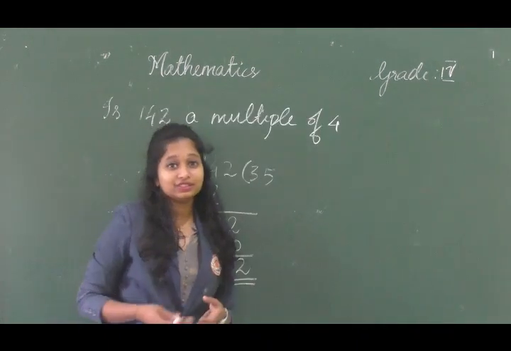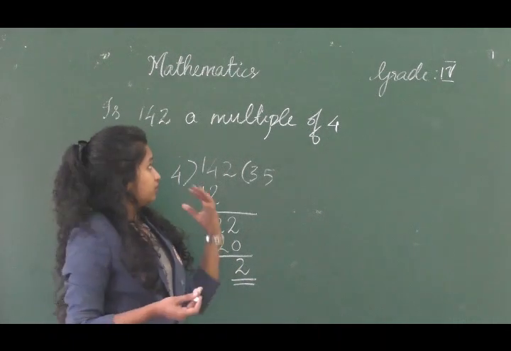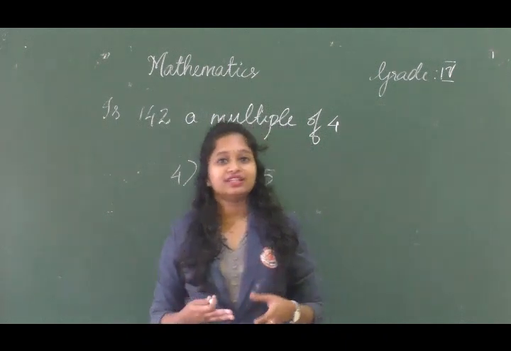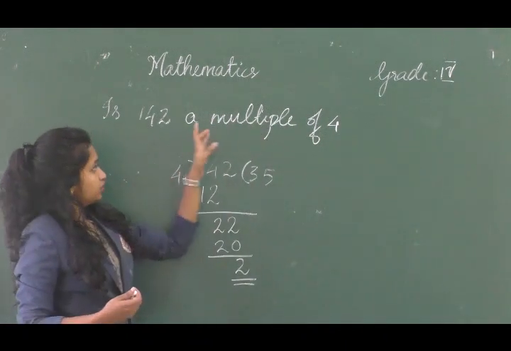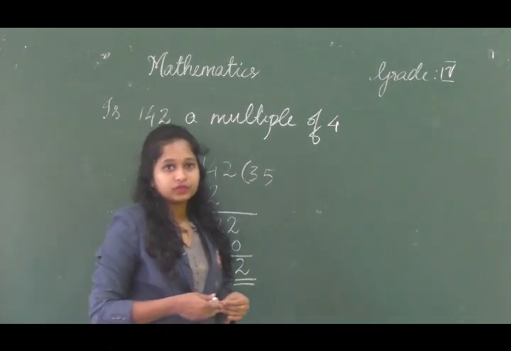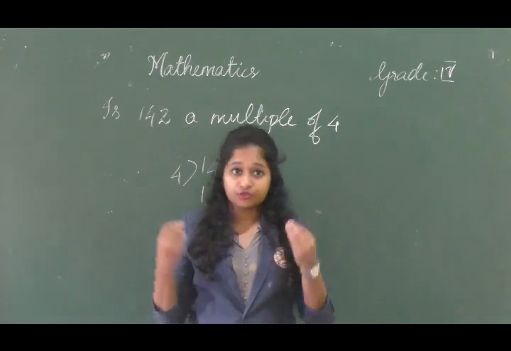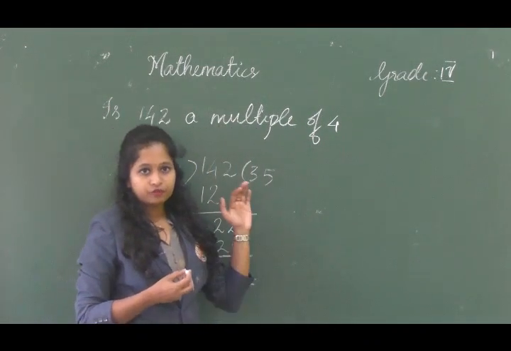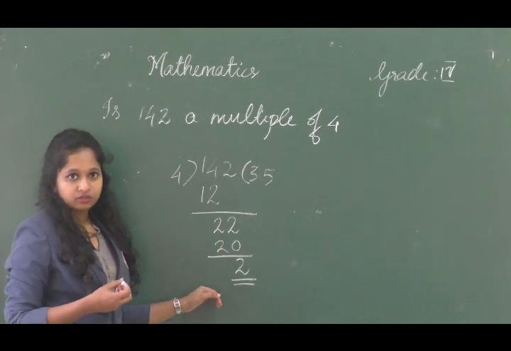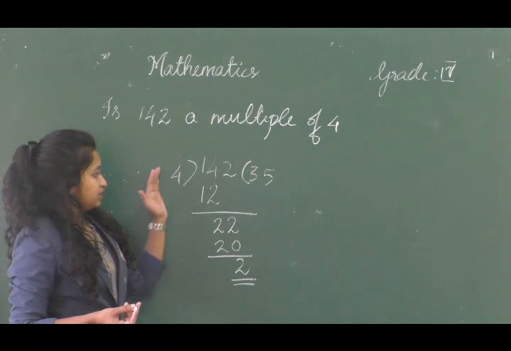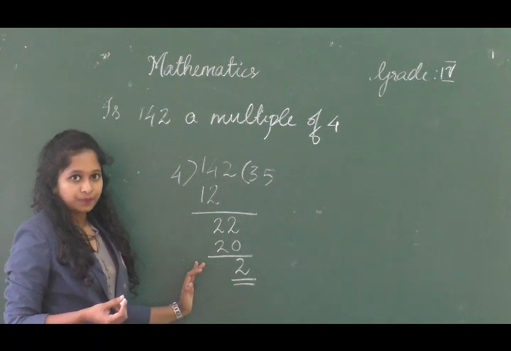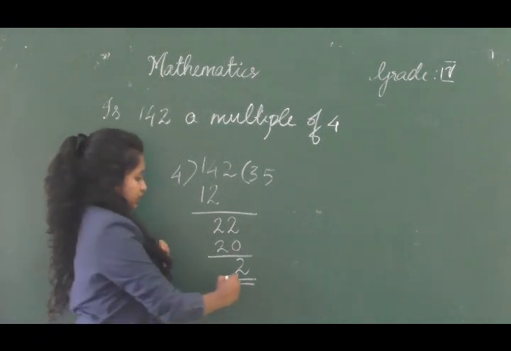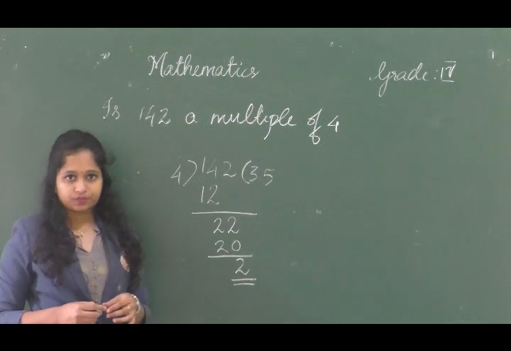So children, now let's check whether one number is a multiple of another number. Here I have a question. Is 142 a multiple of 4? So how to do that? You have to divide 142 by 4. First, do the division. You all know division, right? In the same way, do the division, and at last you will get a remainder and a quotient.